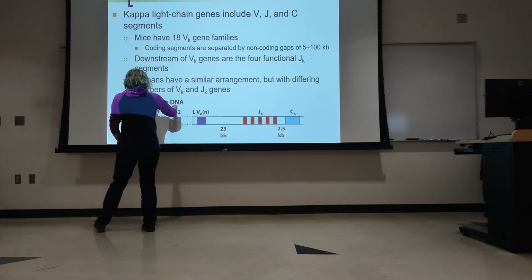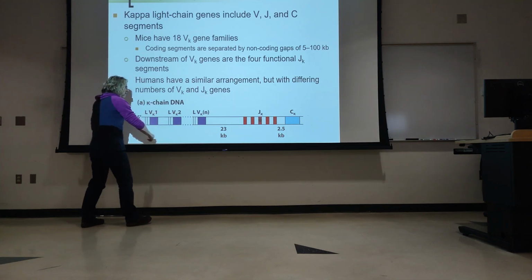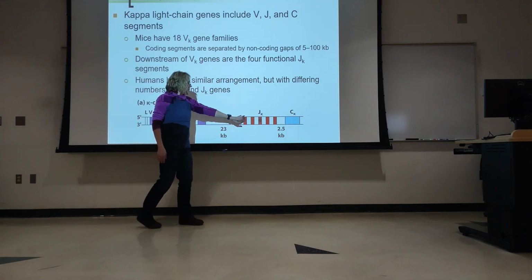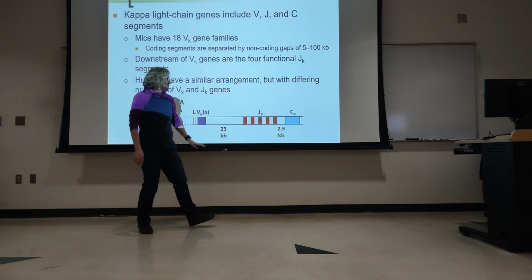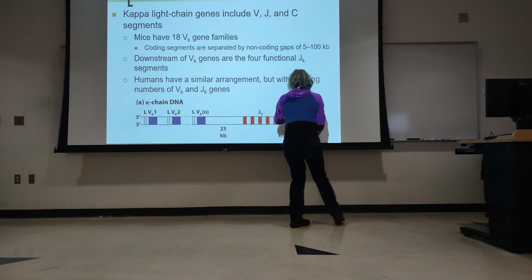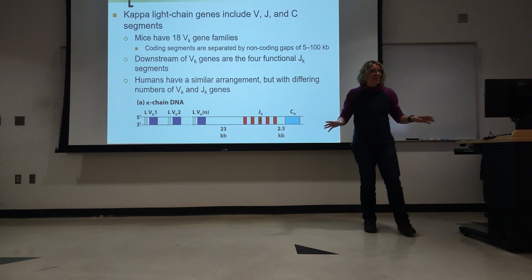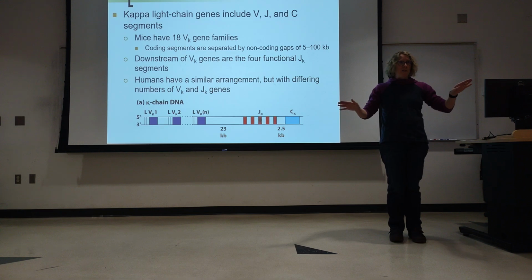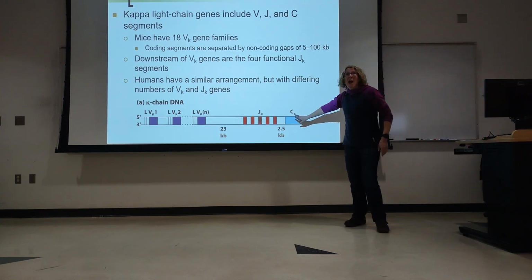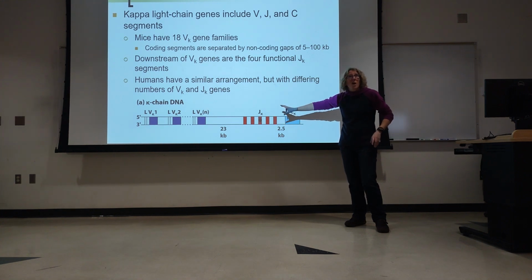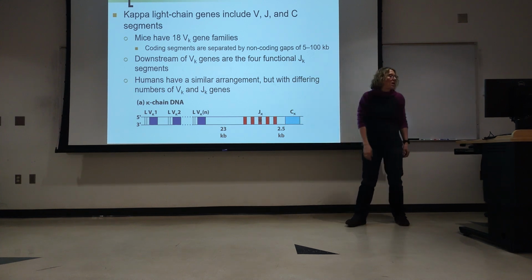You have a bunch of variable regions. You're going to add that onto a joining region, and then you're going to plug that onto, in this case, a kappa constant region. So there's only one to choose from. So when you're a light chain, there's only one constant region. You're either a kappa light chain because you rearranged the kappa segment on that chromosome, or you're a lambda light chain because you rearranged the lambda segments and you've hooked up to lambda.